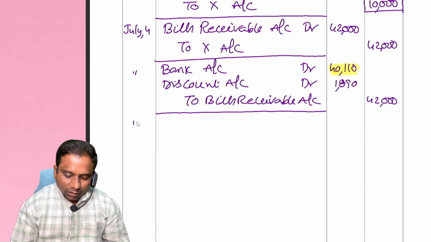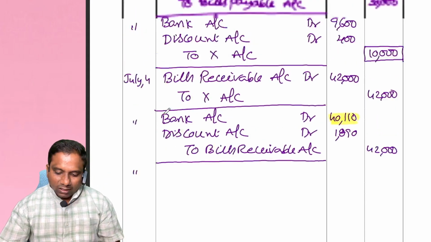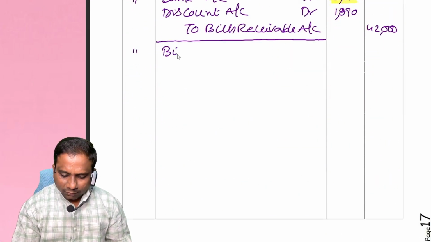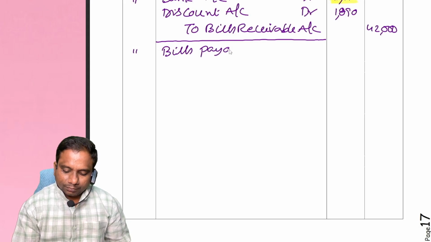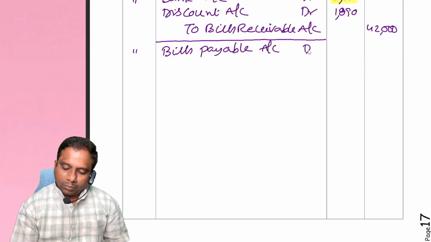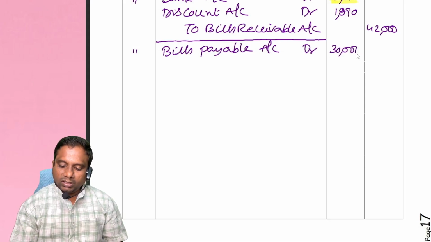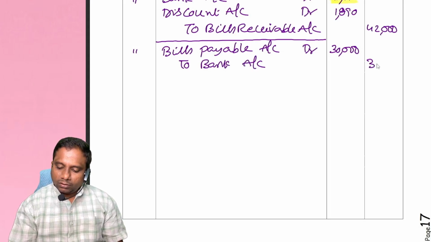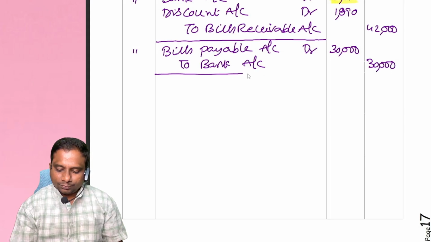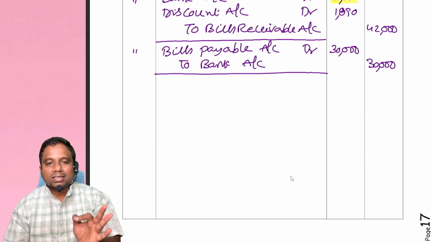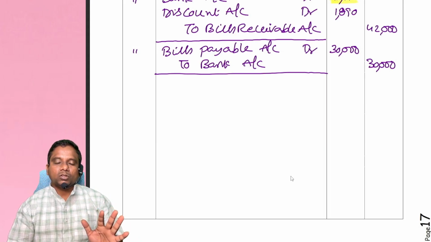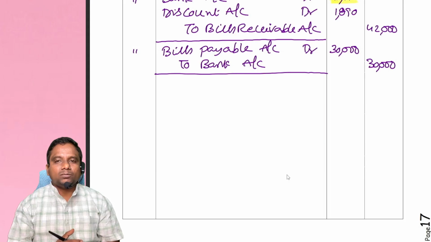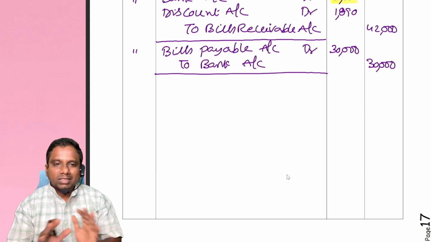What is the entry for honoring of the first bill? Simple. Earlier we credited bills payable account 30,000. Now we debit. Bills payable account debit. What is the bill amount? 30,000. To bank account 30,000. Any doubt? For this transaction, X will not record any entry. Why? Because who has to honor the first bill? Y is paying the first bill. Over. Till now, is it clear?